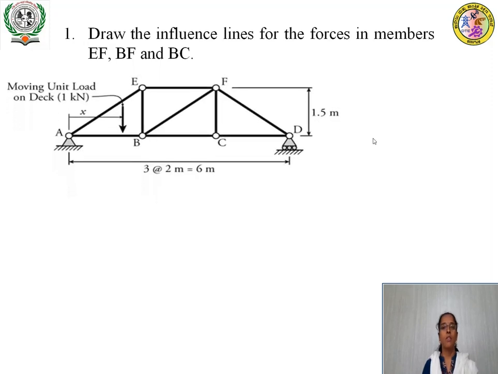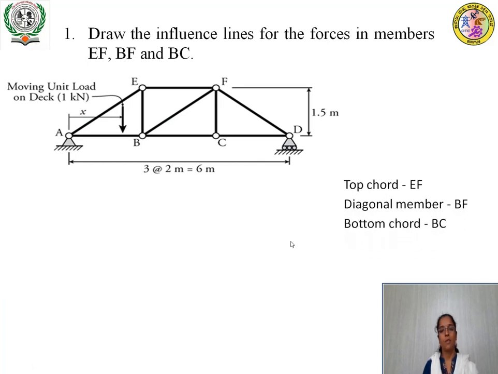So the given truss is this one. We have to find the force in members EF, BF and BC. So one top chord, one diagonal member and a bottom chord. The top chord is EF, the diagonal member is BF and the bottom chord is BC.